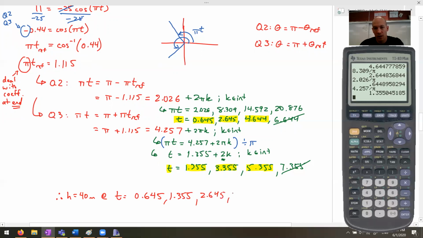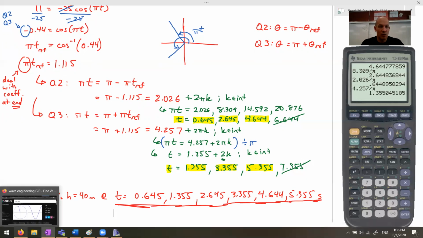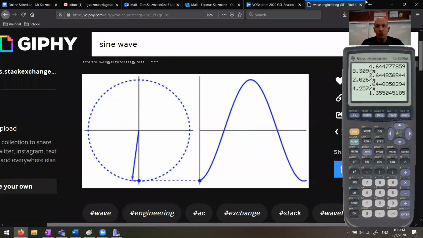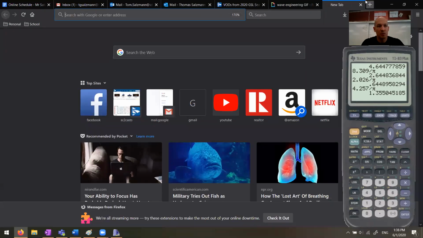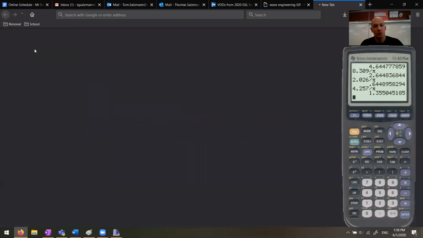2.645, 3.355, 4.644, 5.355 seconds. Okay, that is a humongous string, but those are all the times. Now let's just take a sec and make sure this does make some sense. Let's go open up a Desmos tab and have a look at this whole thing.